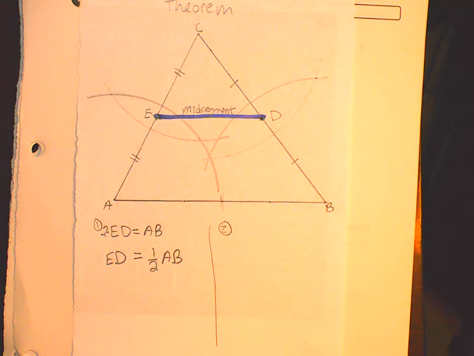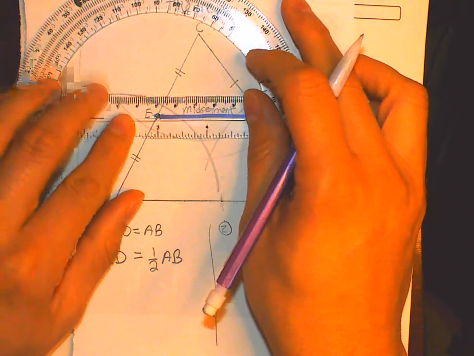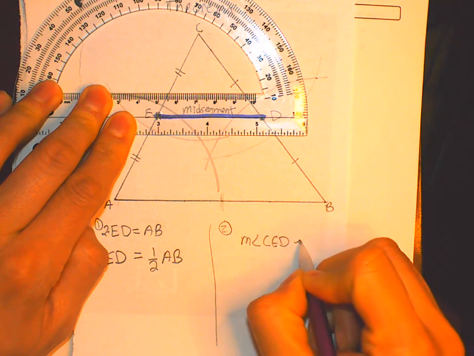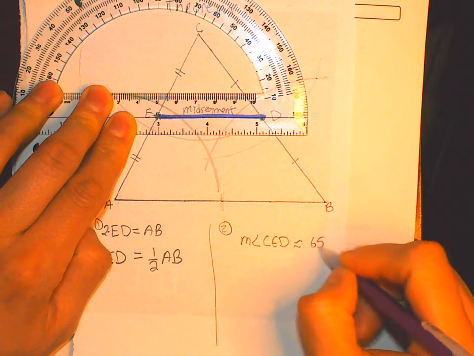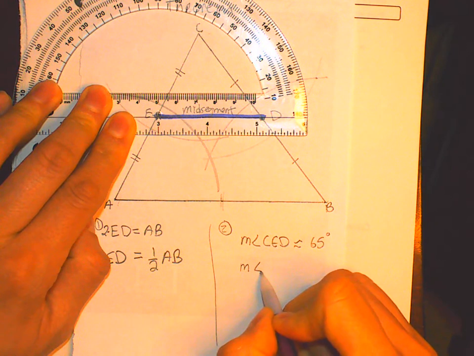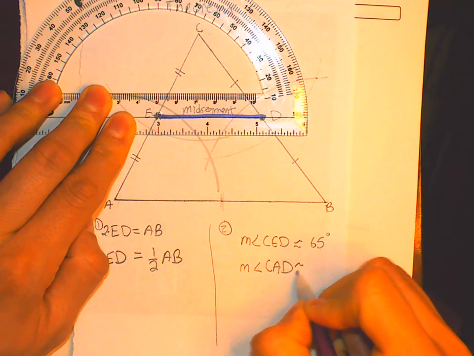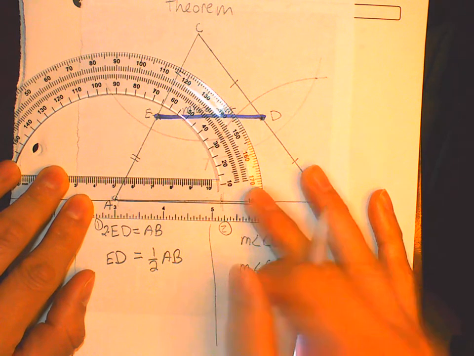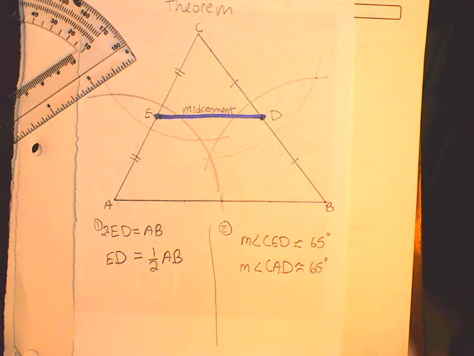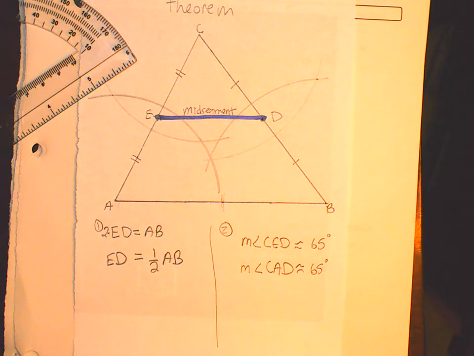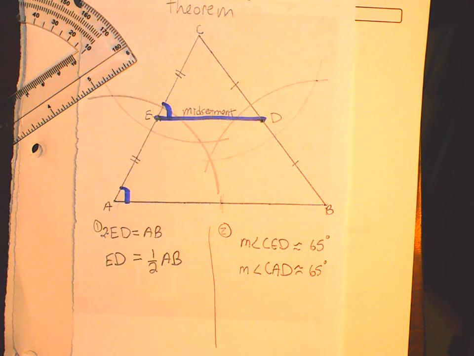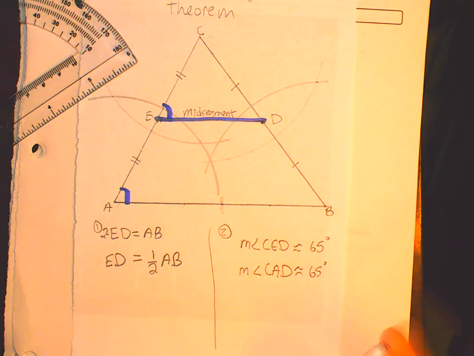For the second part, I need to use my protractor. I'm going to measure angle CED. And approximately my angle measurement is about 65 degrees. The next one, I'm going to measure angle CAD. And if I were to measure that, I can see that it is approximately about 65 degrees as well. Now remember, this is a construction, so there's always a chance of error. So that means that this angle right there and this angle right here are congruent. These two angles represent corresponding angles and they're congruent. So by the converse of the corresponding angle theorem, that makes ED parallel to AB.